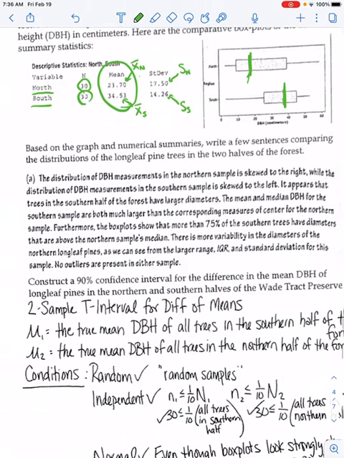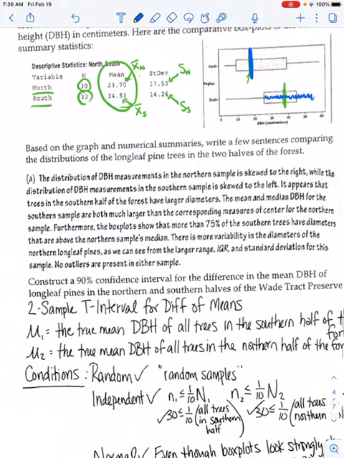Furthermore, the box plots show that more than 75% of the southern trees have diameters that are above the northern sample's median. All right, so 75% is going to be all of that. Remember, each whisker holds 25% and the box holds the middle 50. So 75% of the southern diameters are bigger than the median of the northern. Now that sentence isn't necessarily necessary, but it's a great sentence.